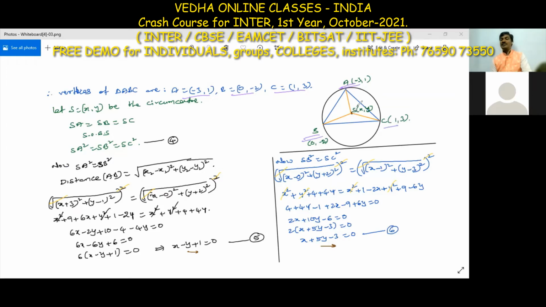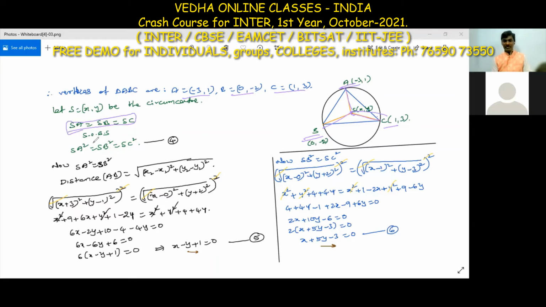And circumcenter, what is circumcenter? If you draw a circumcircle, that means the circle which passes through all the vertices of a triangle is called a circumcircle. The center of that circle is the circumcenter. The center is equidistant from all the vertices. So that means SA distance, SB distance, SC distance are equal. That is the only concept. So we are using it for solving this problem. SA is equal to SB is equal to SC.